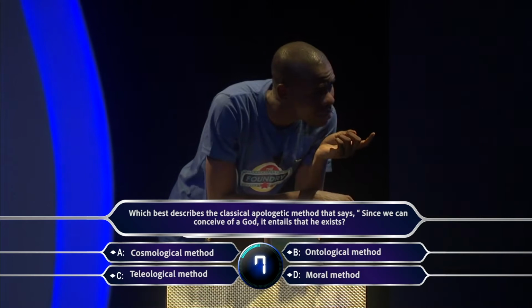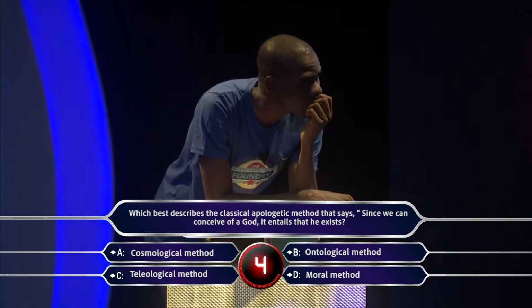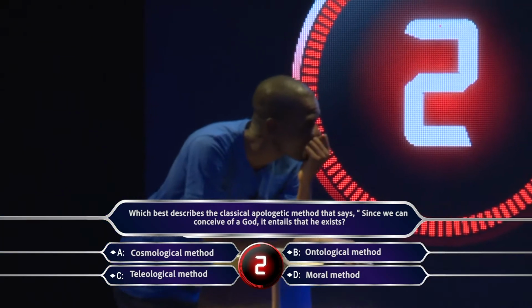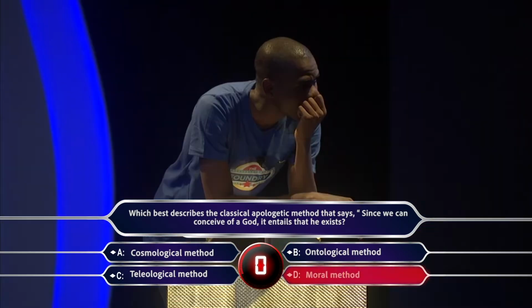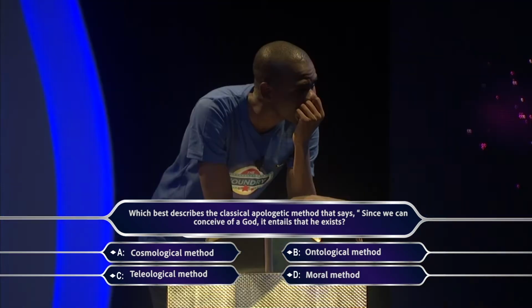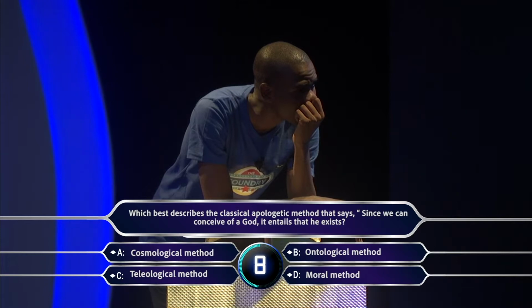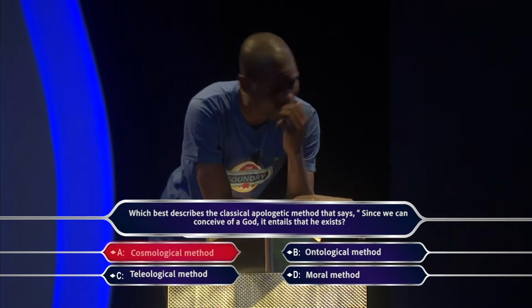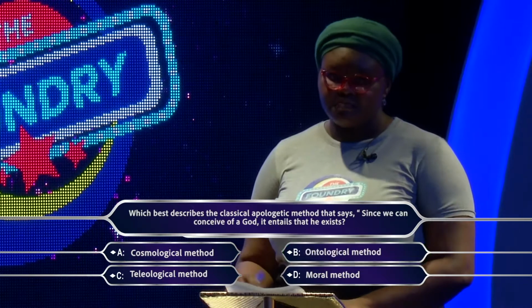Option A is what? Cosmological method. D, moral method. Incorrect. Bonus question to you. A, cosmological method. Incorrect. The answer is B, ontological method. So your question, Youth Province 1.